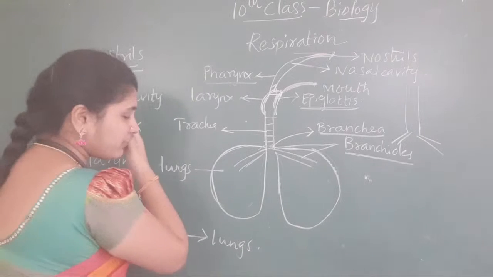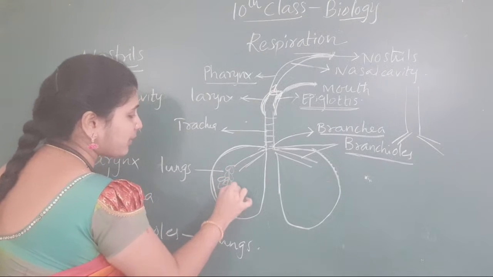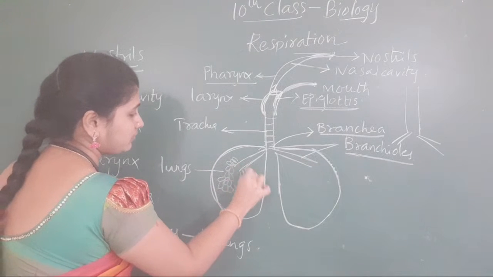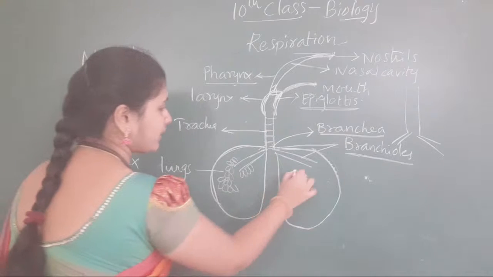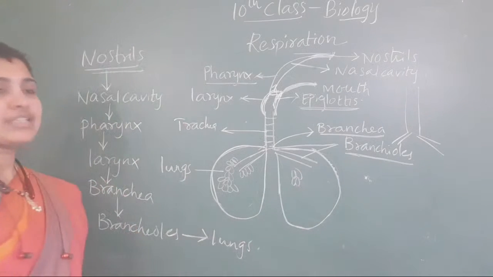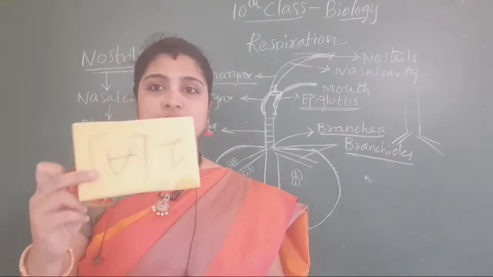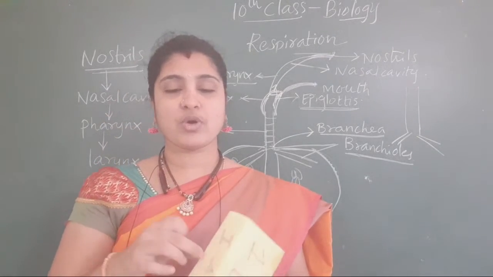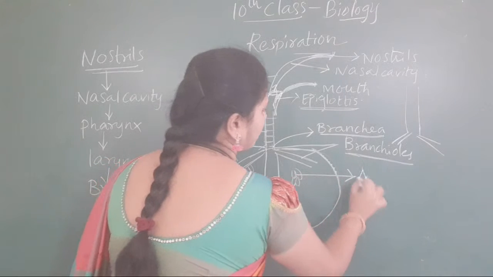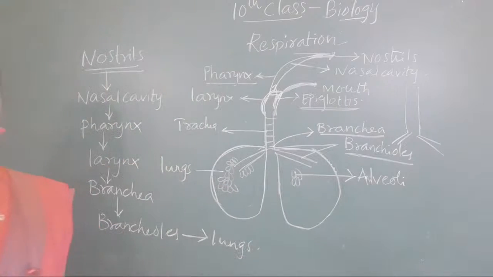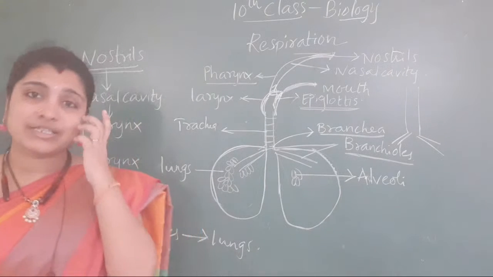In the lungs, if you observe clearly, what is present? Small units of lungs are present here, attached to this. Those are nothing but alveoli. If you observe, lungs are spongy in nature. You can compare it like this. Each and every spongy unit is nothing but an alveolus. The alveoli are the place where cellular respiration takes place.